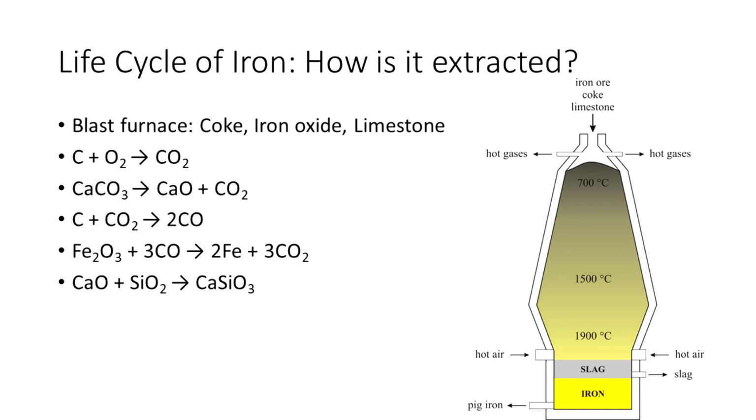The carbon reacts with oxygen to form carbon dioxide. Carbonate or limestone decomposes into calcium oxide and carbon dioxide. Carbon reacts with carbon dioxide to form carbon monoxide. Ferric oxide then reacts with carbon monoxide in a redox reaction to obtain iron and carbon dioxide. And the calcium oxide reacts with the sand to form the slag.